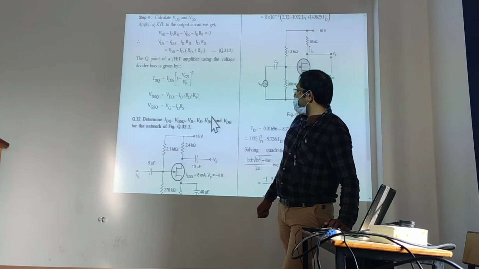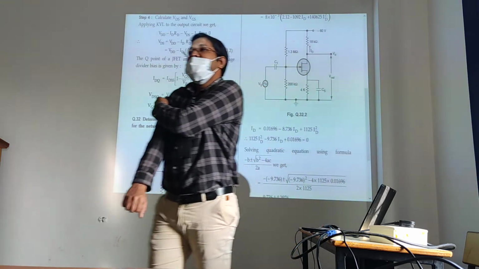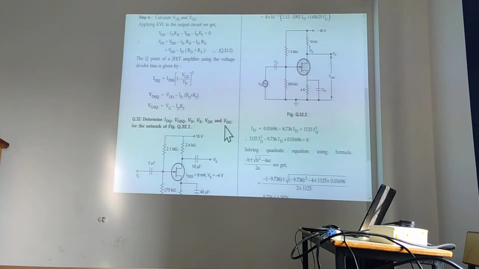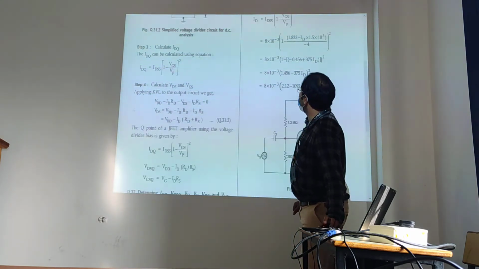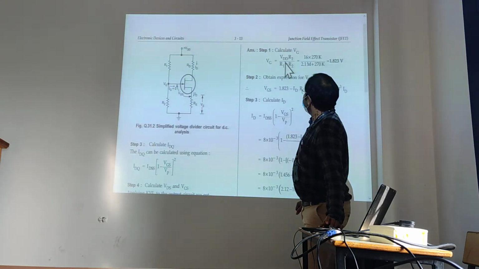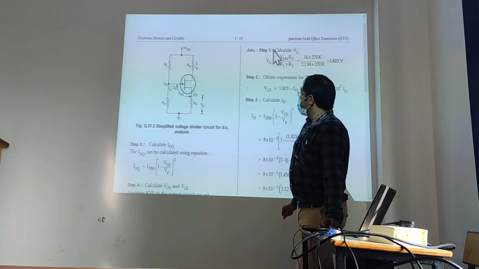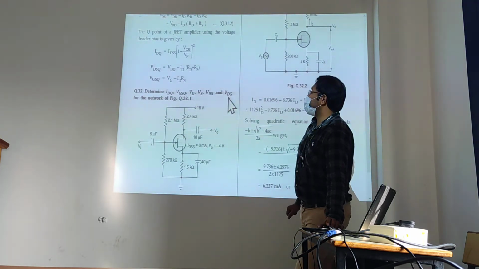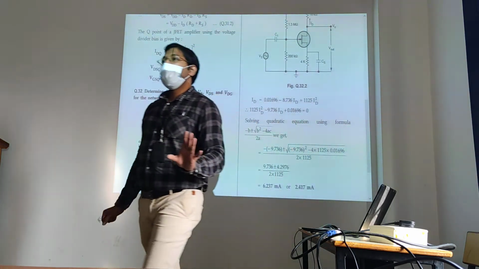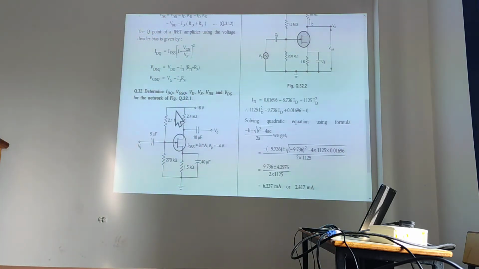What is VDG? VD minus VG. Just now we calculated VD. VG, once you get, what is VG? From voltage division rule, VG we get. So VDG will be VD minus VG. Clear? Any doubts?